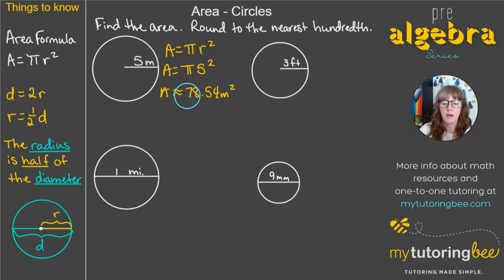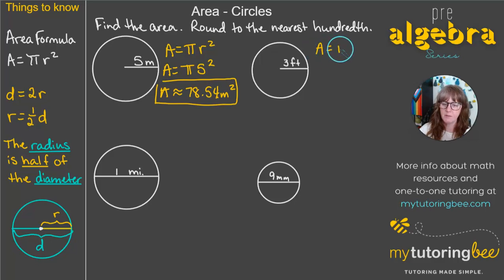The reason I wrote the equal sign as two wavy lines is that this means about. Because we did round this number, this isn't the exact measurement of the area of this circle, but this is a rounded measurement. So that is why I've got those wavy lines there. It just means about. The area is about 78.54 meters squared. Okay, let's get into the next one.